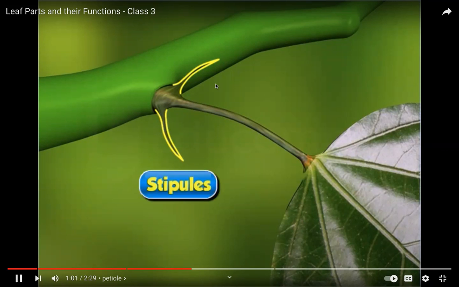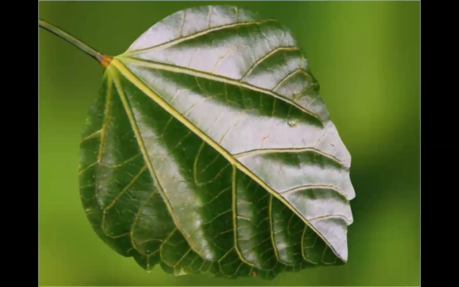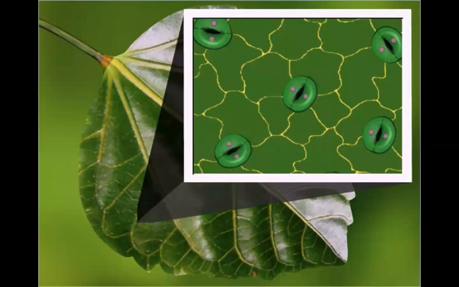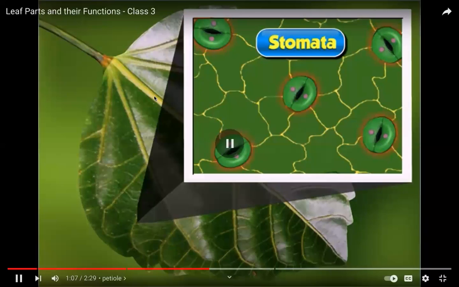Called stipules. The surface of a leaf has minute pores called stomata. Okay. The surface of these leaves have minute pores or very small holes that are called stomata.